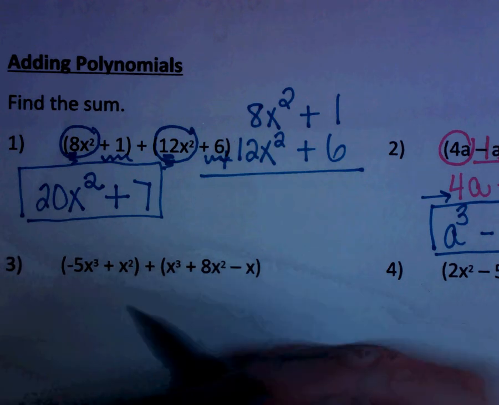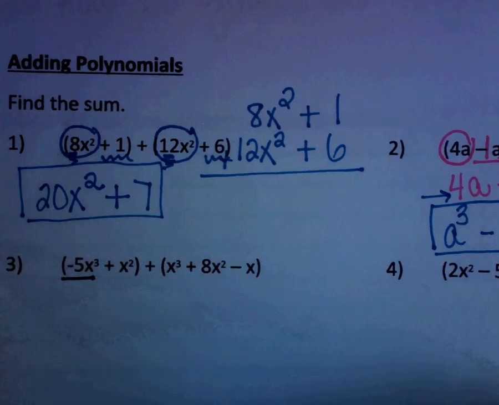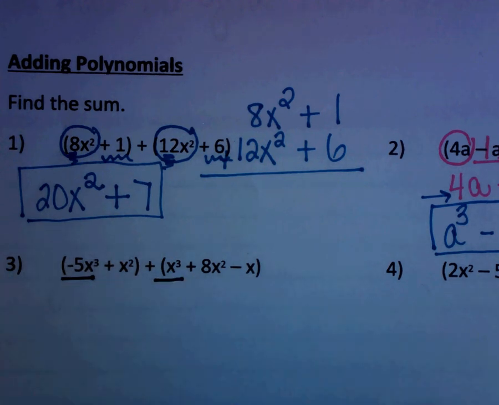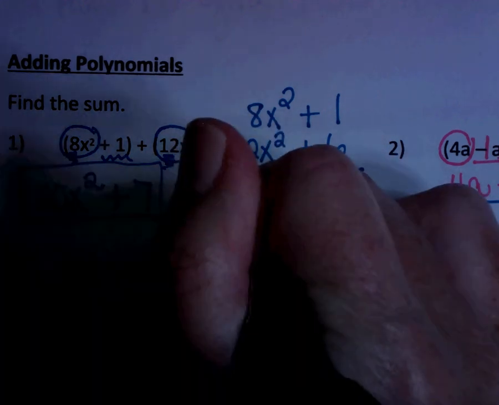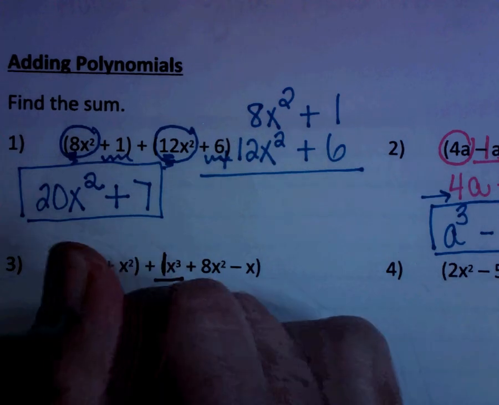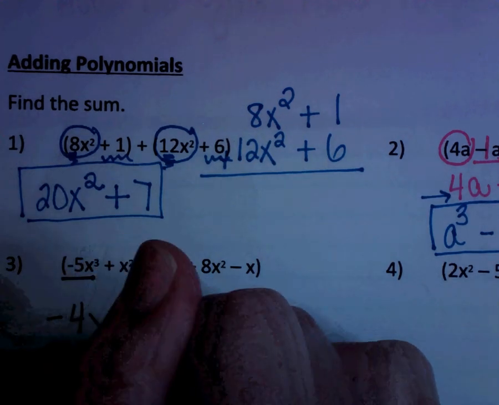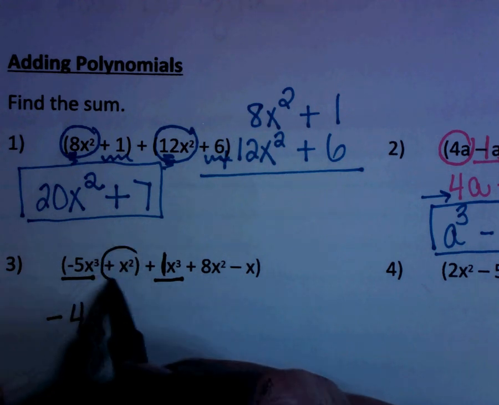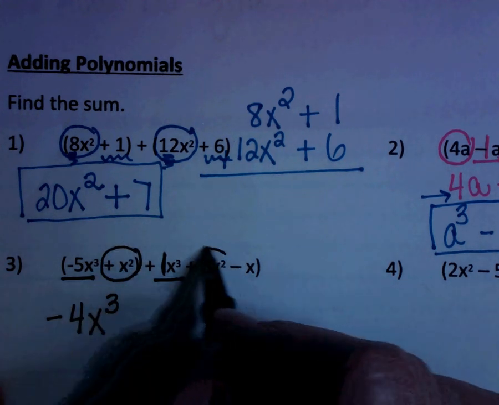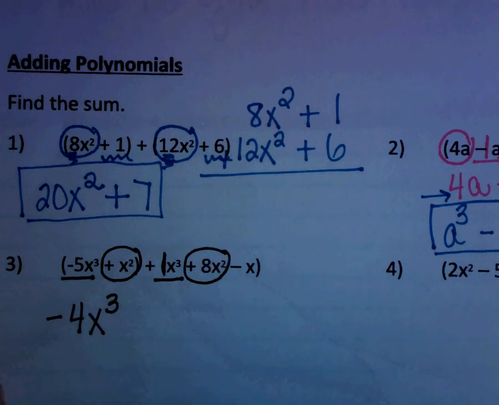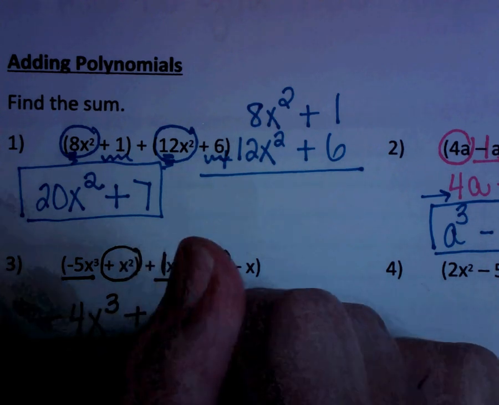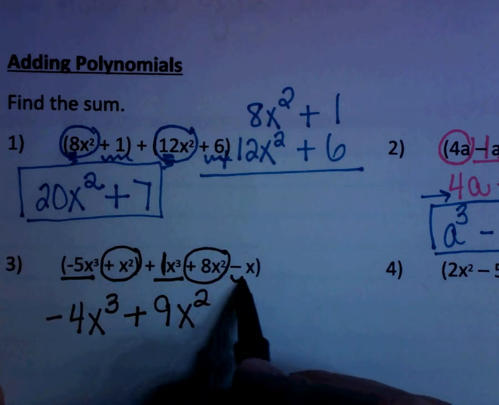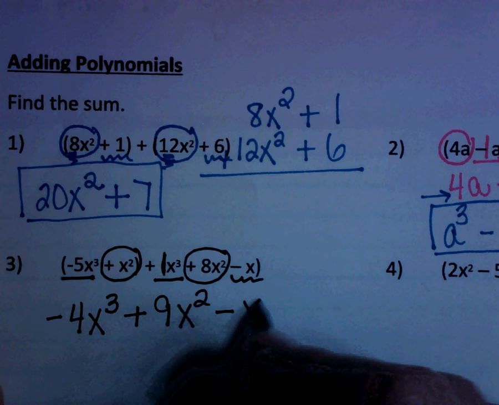Here we go. So this one right here, we've got negative 5x cubed plus x cubed. Okay, remember this is an understood 1. So that's going to be negative 4x cubed. Okay, now I've got 1x squared plus 8x squared. So that would be 9x squared. And then this minus x has nothing to go with it.